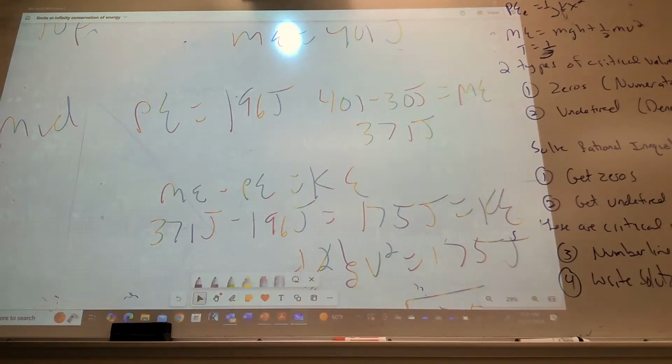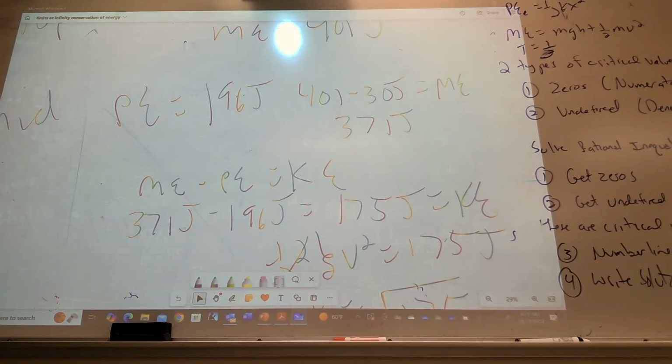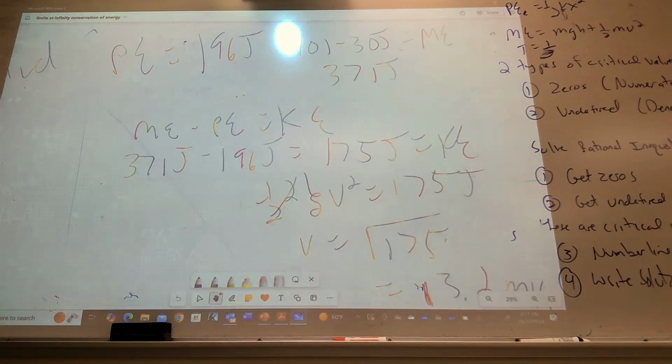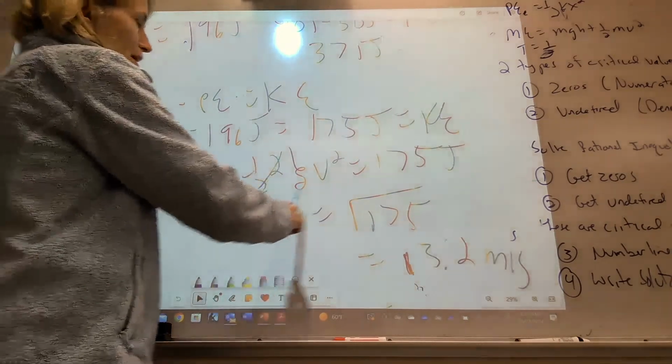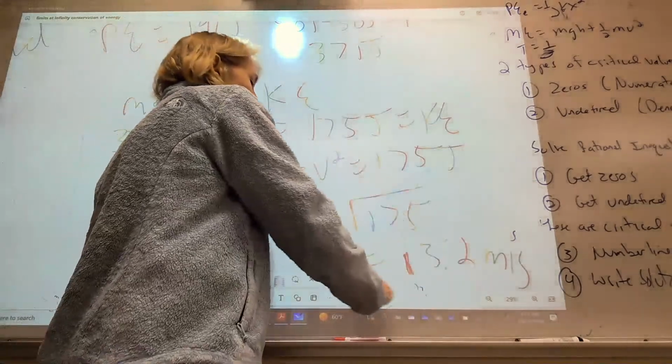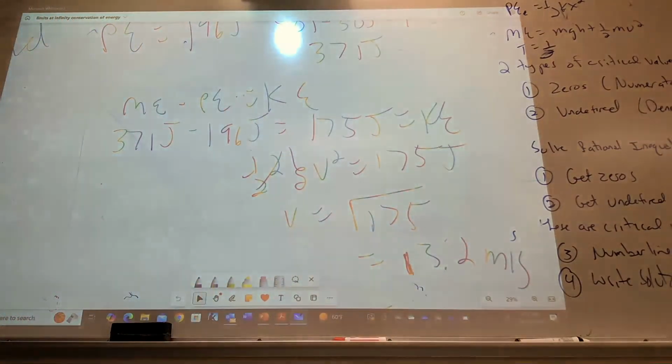So what's the speed in the middle? 13.2. Good. So we had a 1/2 and a 2 here. We cancel that. So we take the square root of 175. The square root of 175 is 13.2. That's your speed in the middle. Now do everything at the bottom.